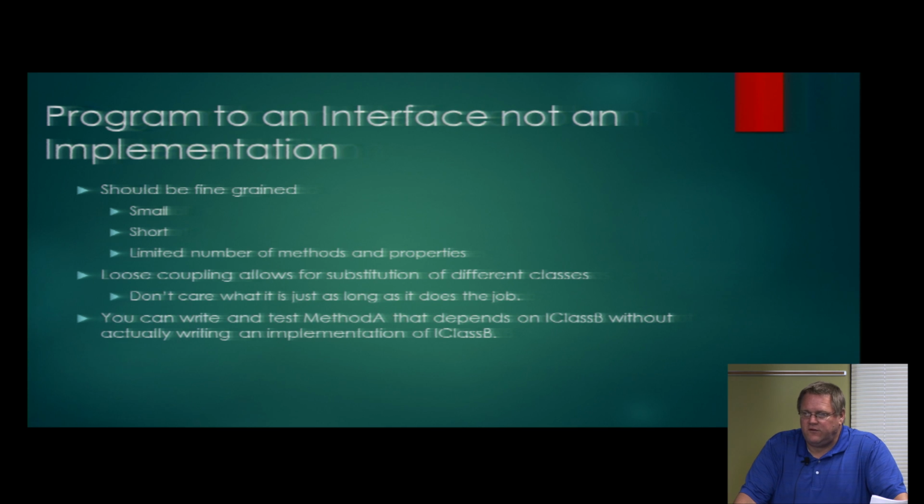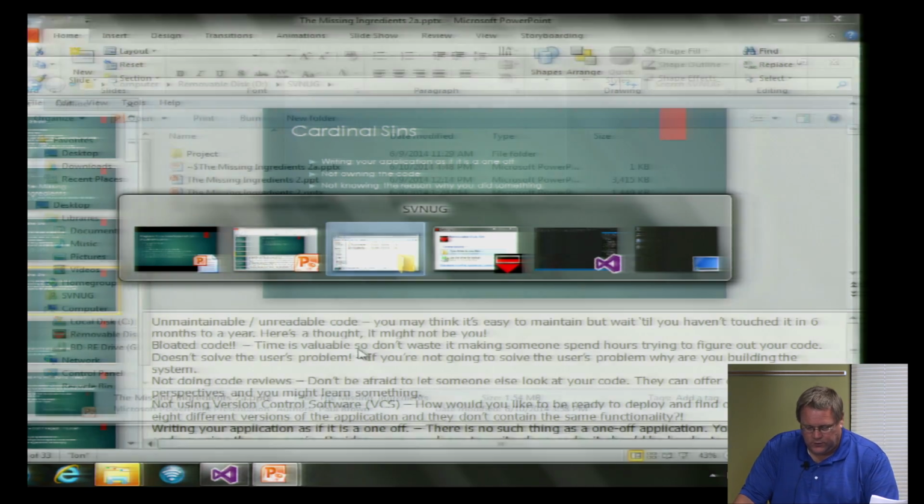When you use an interface instead of an implementation, you get loose coupling. You can substitute different classes as long as they meet the interface. You really don't care what it is as long as it does the job. Believe it or not, if you use an interface, you can write test method A that depends on IClassB, it's an interface, notice the I at the beginning, without actually writing an implementation of IClassB. So we finally get to some code.